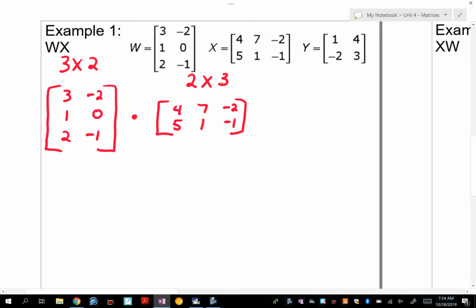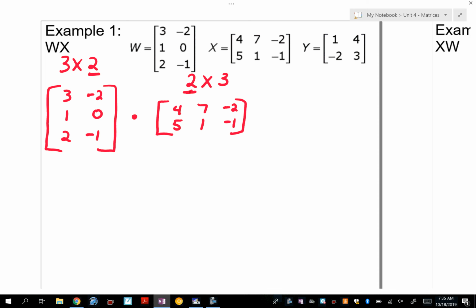Now, at this point in the problem, I want you to underline 2 numbers for me. I want you to underline the columns of the first matrix, and the rows of the second matrix. What do you notice about those numbers I underlined? They're the same. If they're the same, then this is possible. You can do this. That's your first check. If those numbers are not exactly the same, then what are you going to write?